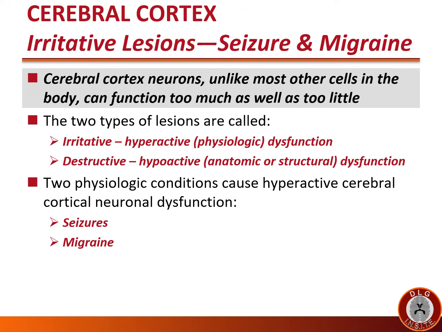The final unique aspect of the cerebral cortex to help us localize a lesion there is that cerebral cortex neurons, unlike most other cells in the body, can function too much as well as too little, and therefore there are two types of lesions of the cerebral cortex. Irritative lesions, in which the neurons are hyperactive or have physiologic dysfunction, or destructive lesions, in which the neurons are hypoactive. They're anatomic or structural lesions causing dysfunction. The two physiologic conditions that cause hyperactive cerebral cortical neuronal dysfunction are seizures and migraine.